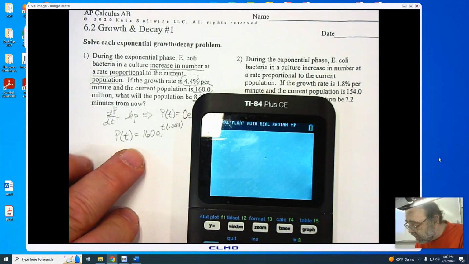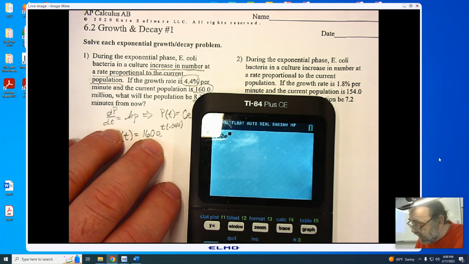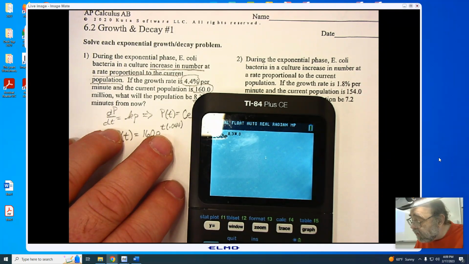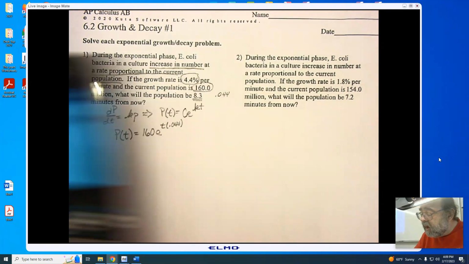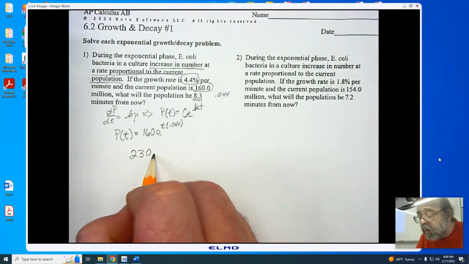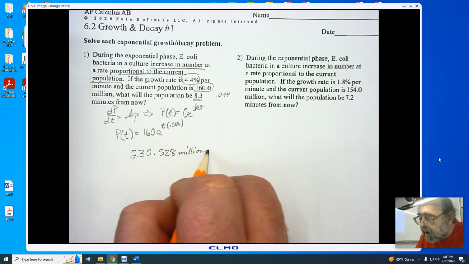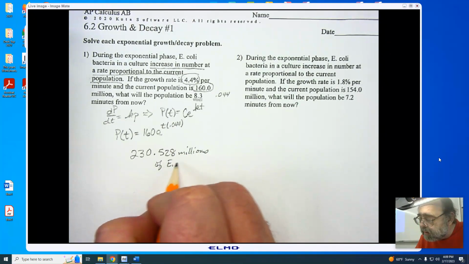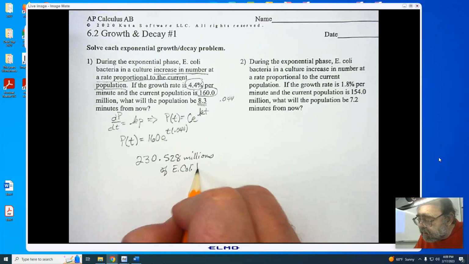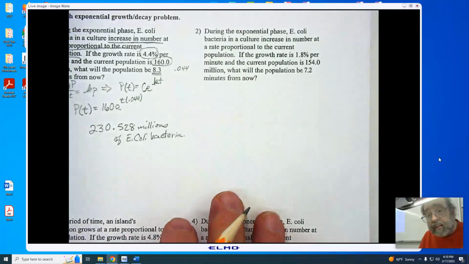So we're going to use our calculator and we're going to use that time. Putting it into my calculator, I have 160 in millions times e to the power of 8.3 times 0.044. We hit enter, and we're looking at a population in millions of 230.528 million E. coli bacteria. And that's the answer to number 1.